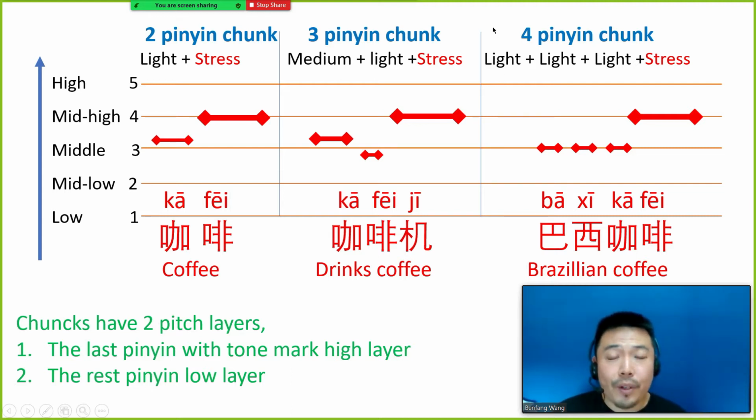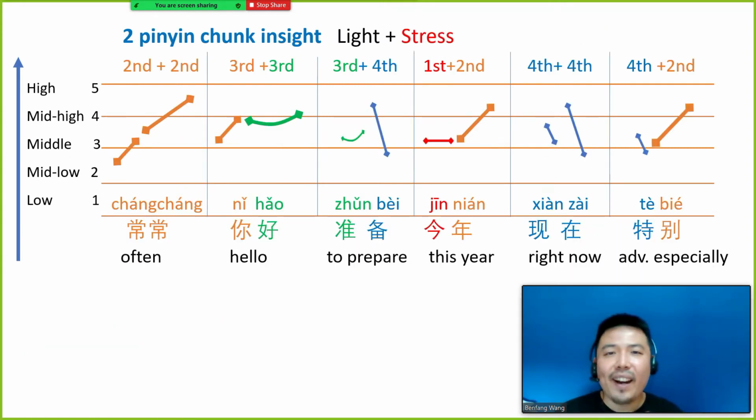For 4 pinyin words, we have to apply the rule light, light, light, stress. It will be something like da da da da, da da da da. Only the last pinyin with longer length and higher pitch. So Brazilian coffee in Chinese will be 巴西咖啡, 巴西咖啡. Very good. Here are more examples about the 2 pinyin chunks.